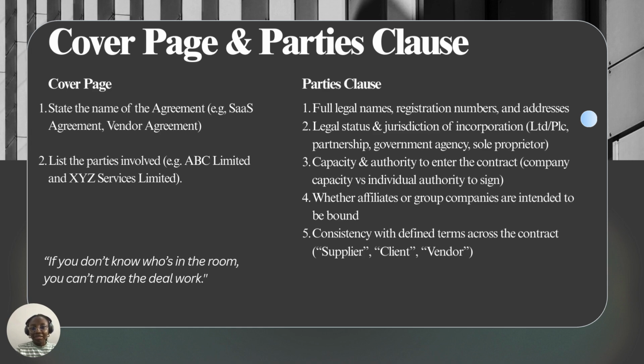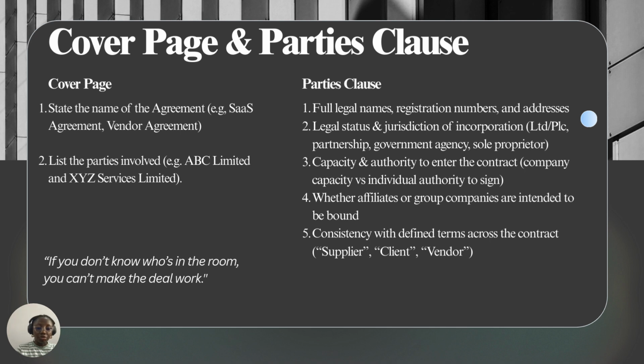Now, parties clause. This clause is important, and I am surprised that a lot of people do not take this clause very seriously. They kind of take it for granted. In the parties clause, it contains the full legal names, the registration numbers, and the addresses. That's very important. Also, the legal status of the contracting parties, the jurisdiction of incorporation. This is important, especially when you're dealing with cross-border agreements.